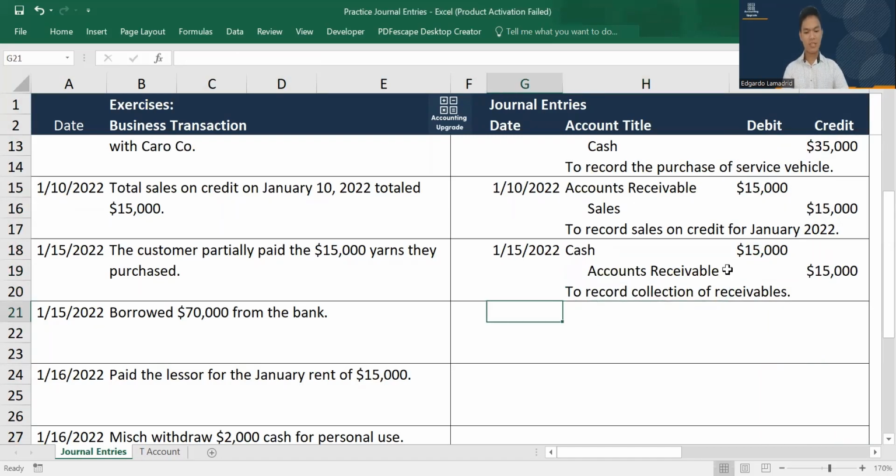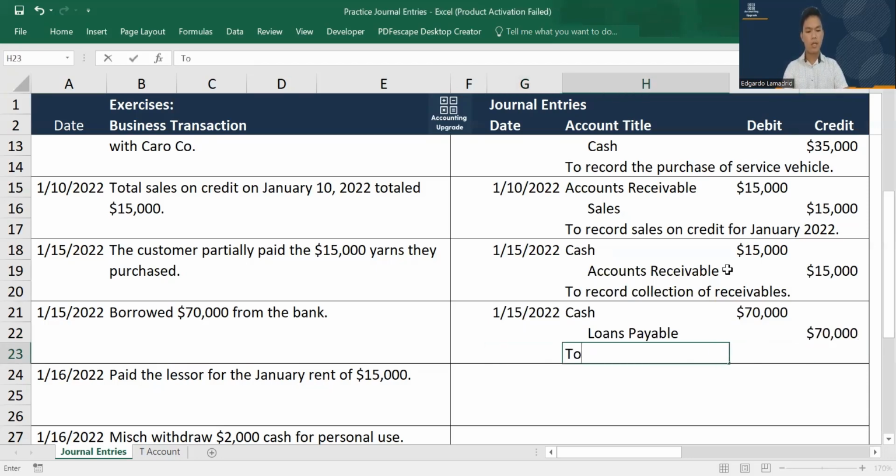Okay. Next transaction. The next transaction is dated January 15, 2022, and it says here that the company borrowed $70,000 from the bank. There is no mention here whether it be short term or long term, but for this purpose and on the default mode, we will indicate here the related accounts, which is cash and notes payable or loans payable, which is a non-current one. So let's state an addition of cash amounting to $70,000 and an addition to loans, which is also $70,000. And then we can indicate further a short description, which is the record loans from bank.